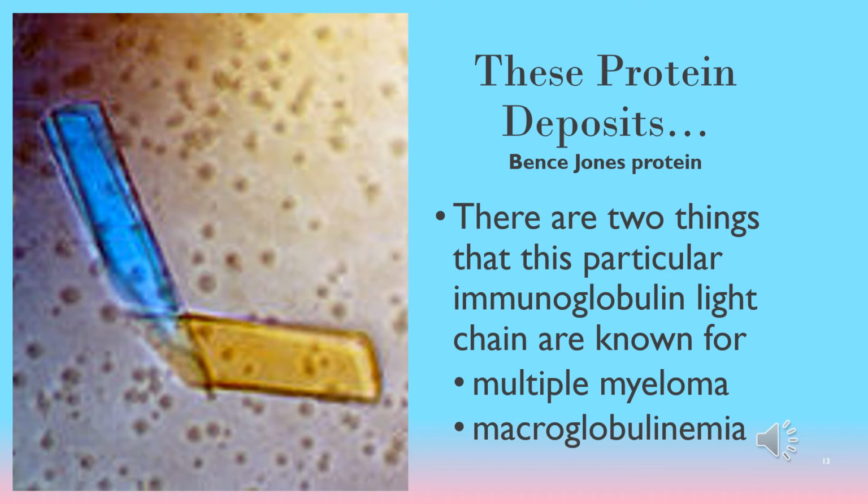Now, there's two things that this particular immunoglobulin light chain is known for in terms of cancer. One type is multiple myeloma, which is a cancer of the bone. And the other one is macroglobulinemia, which is a rare blood cancer. It is a non-Hodgkin's lymphoma. So we're going to talk about both of these for a couple of minutes.